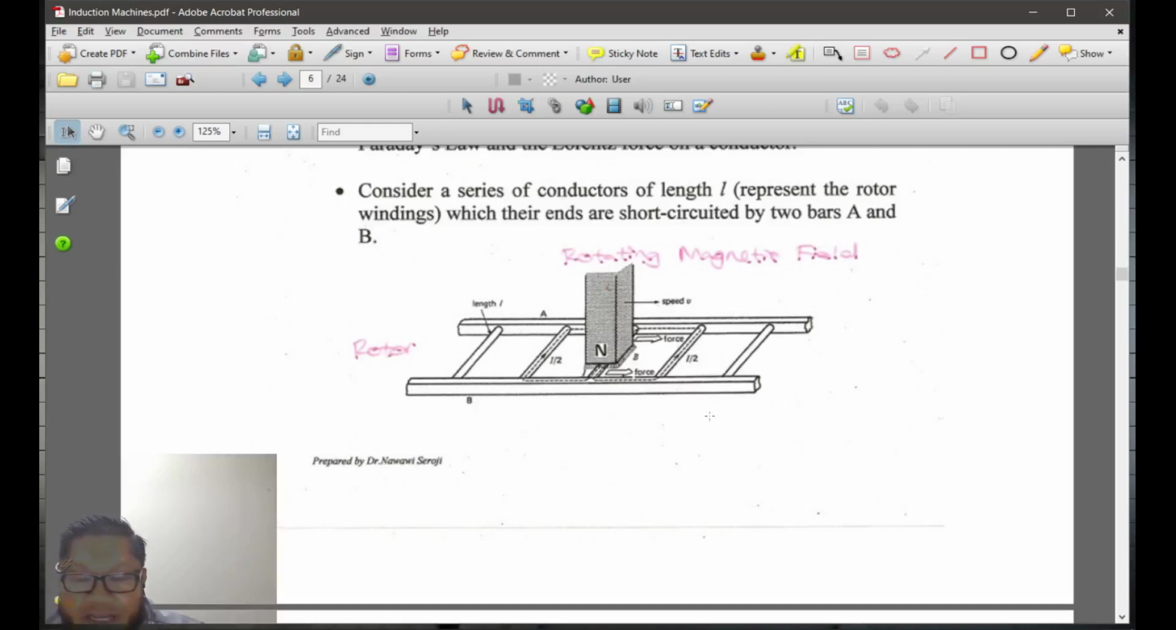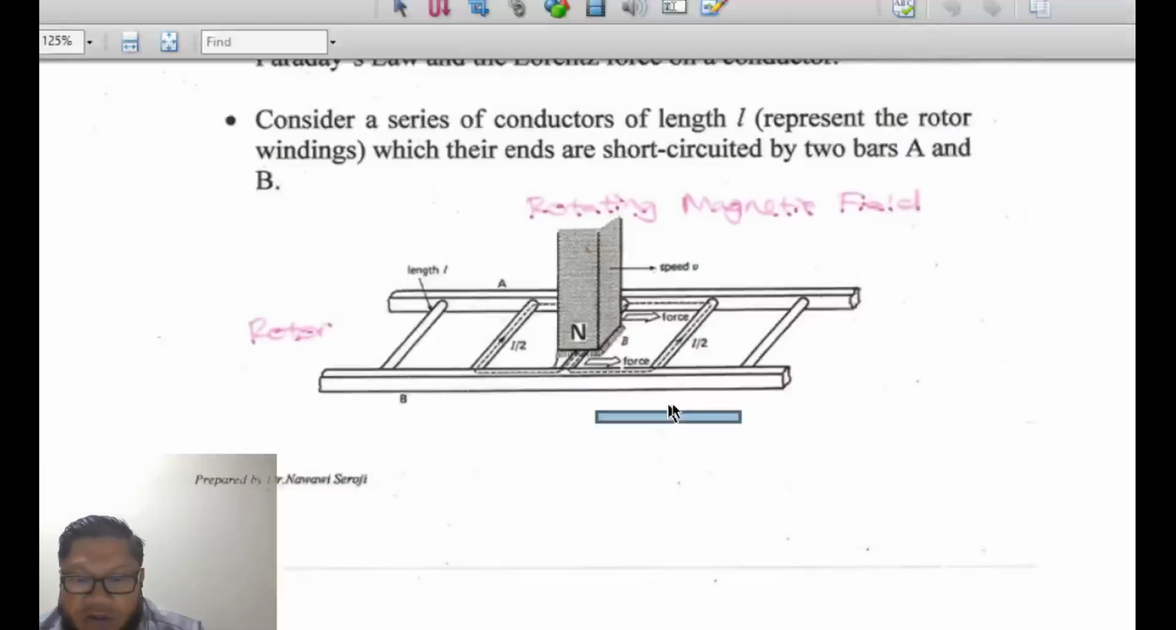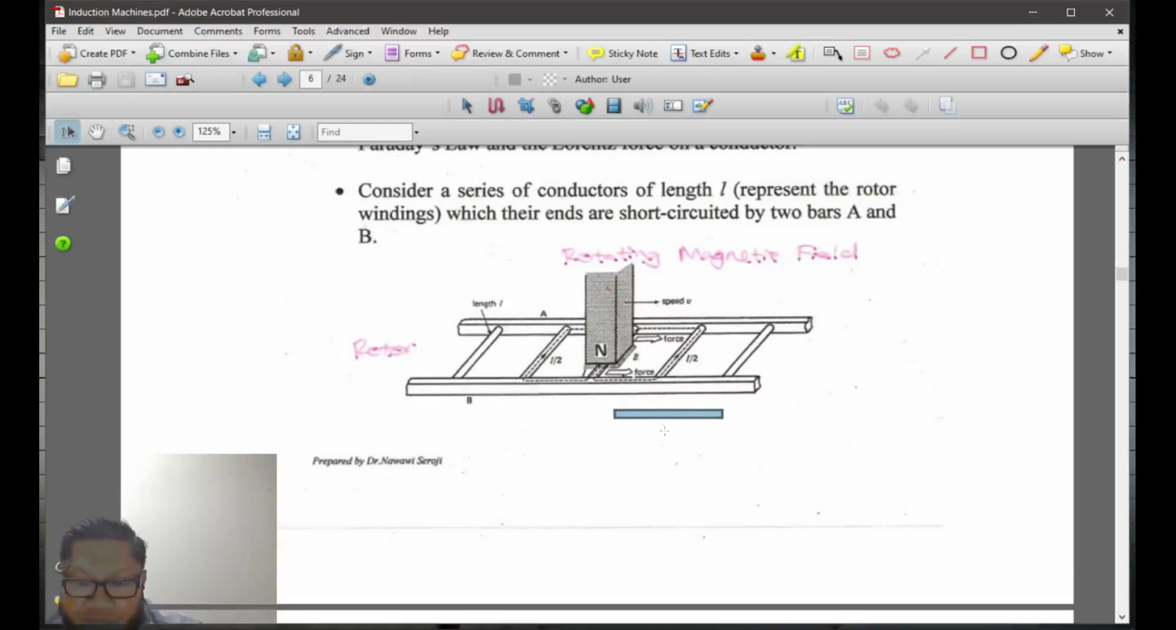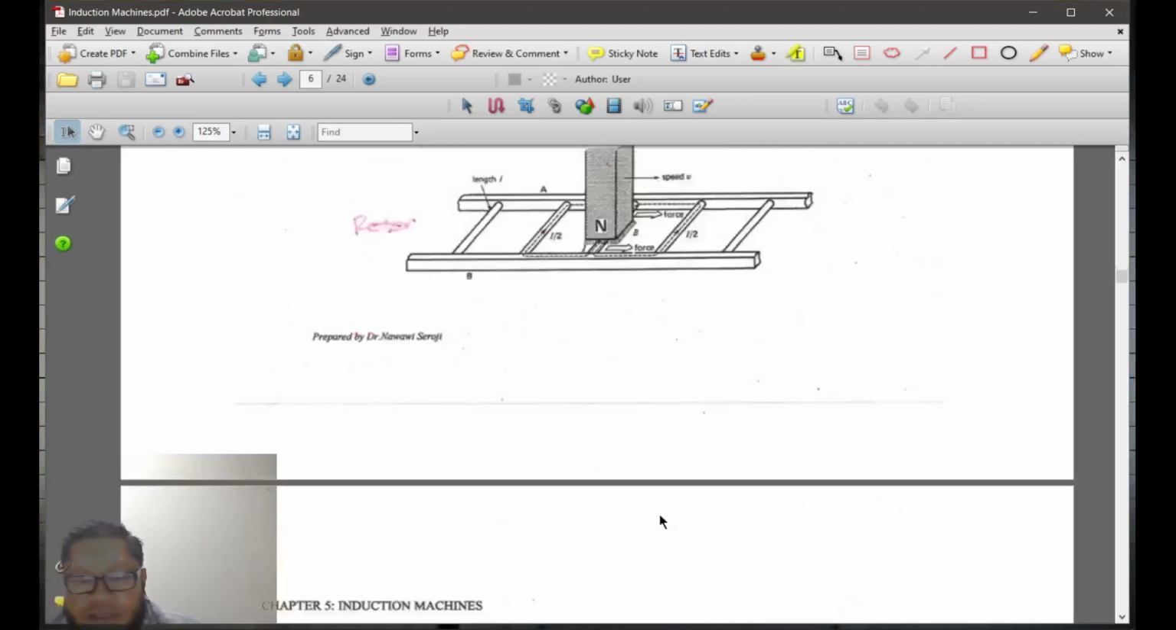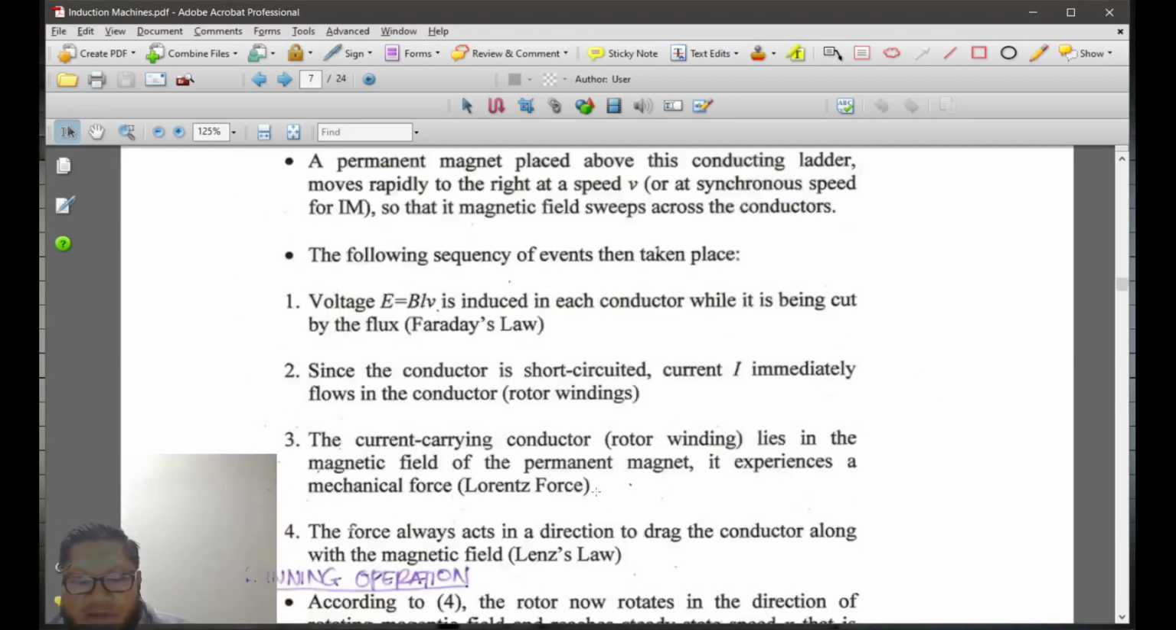It will drag following the direction of the magnetic field. So the force will follow the direction of the magnetic field. So it will drag the ladder here to follow the magnetic field in that direction. Okay, so that is known as a Lorentz force.